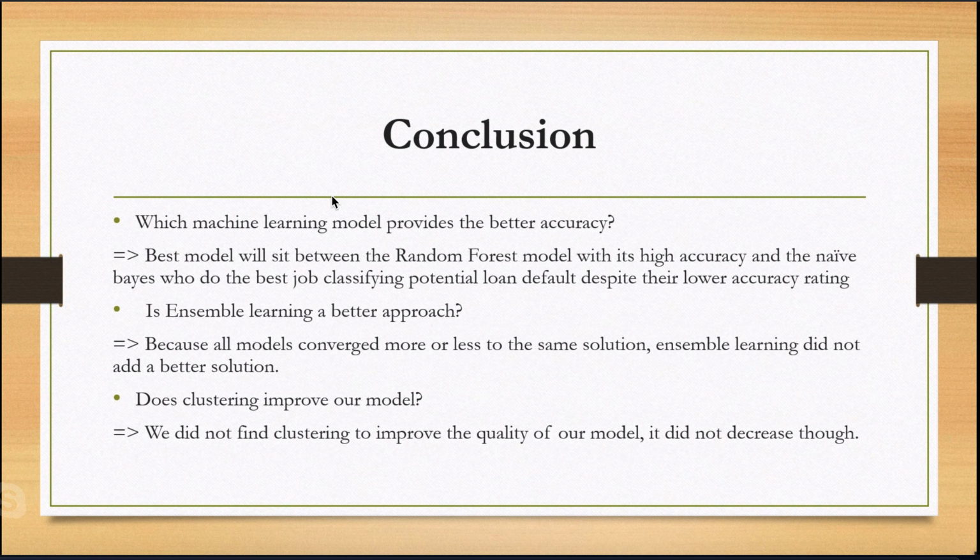We found out that the best machine learning model was the random forest with the highest accuracy, and we also think that naive Bayes did a very decent job as well. Ensemble learning didn't provide any advantage, given that most models pointed to the same output, and clustering didn't improve our model at the end.